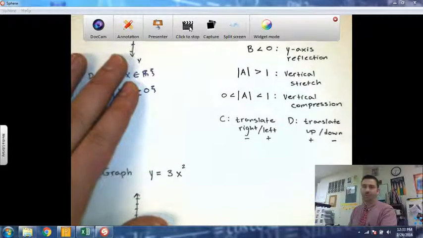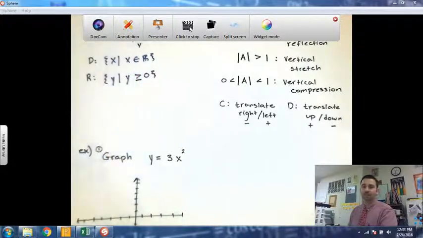And then, of course, a translation right-left is based on c. But it's important to remember inside the argument is opposite of how we're thinking about it. So if we have minus c, that moves us right, whereas plus c would move us left. And then that d coefficient would translate up or down. So let's look at some examples.